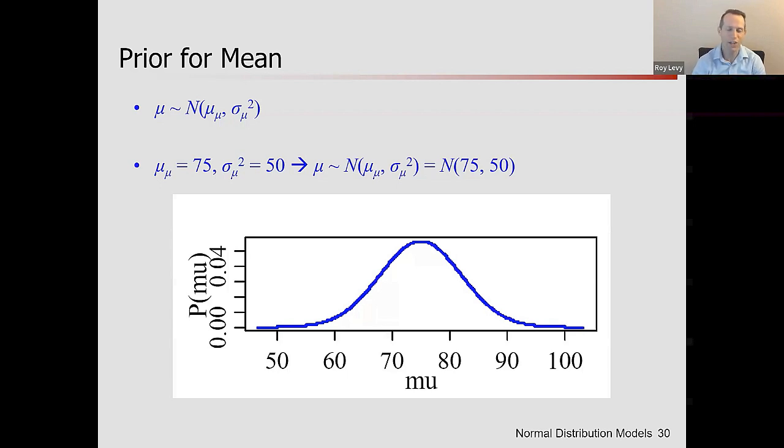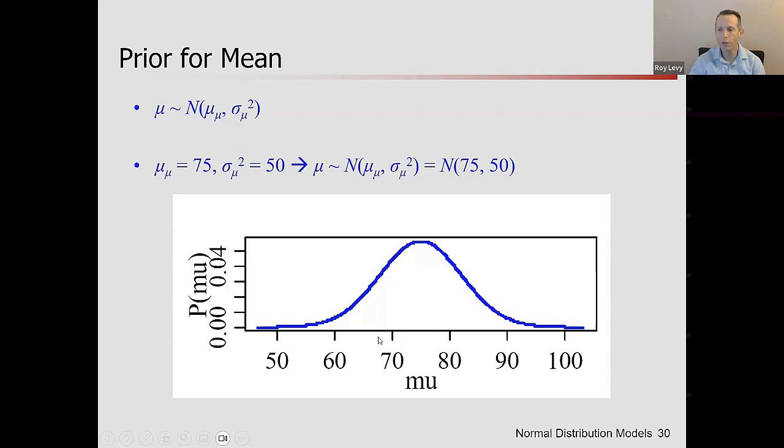Mu is the average test score, the mean of the test scores. So what am I communicating by using this prior distribution? Well, my best guess is that the average test score is going to be in the neighborhood of 75. This is my best guess, somewhere in the neighborhood around here.